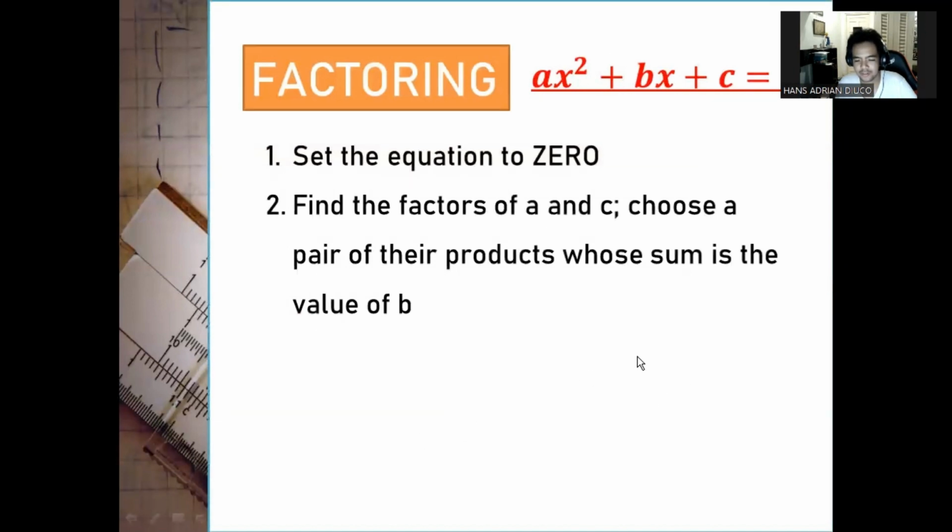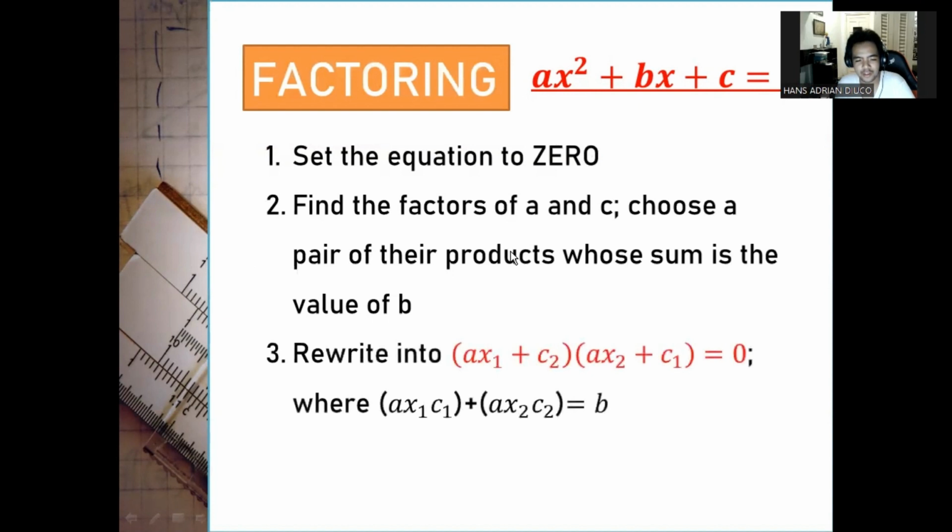Actually, hold on. Oh, never mind. Find the factors of A and C, which is the first term and the third term, and choose a pair of their products whose sum is the value of B. So you have to factor A and C. I'll show you later. Factors of A and C that when added together, the sum of their products form B. I'll show you how in a while.